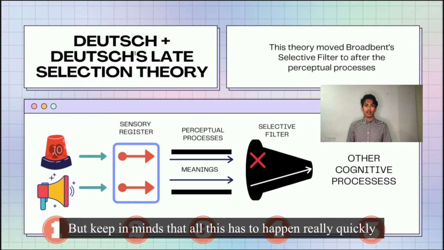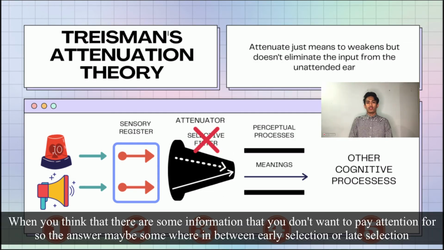But keep in mind that all this has to happen really quickly. When you think there is some information that you don't want to pay attention to, the answer may be somewhere in between early selection and late selection.